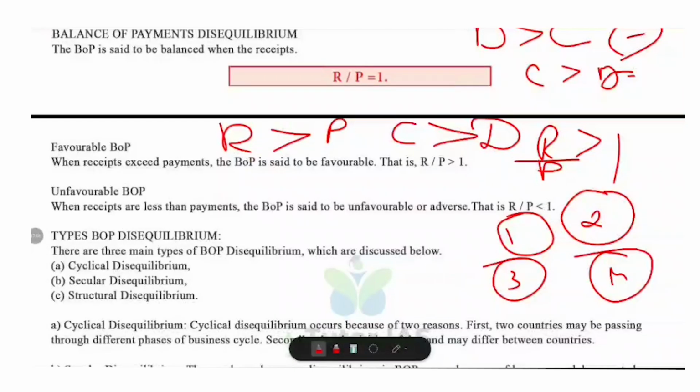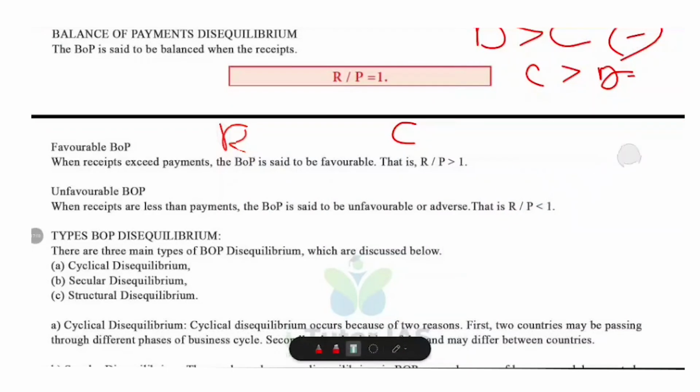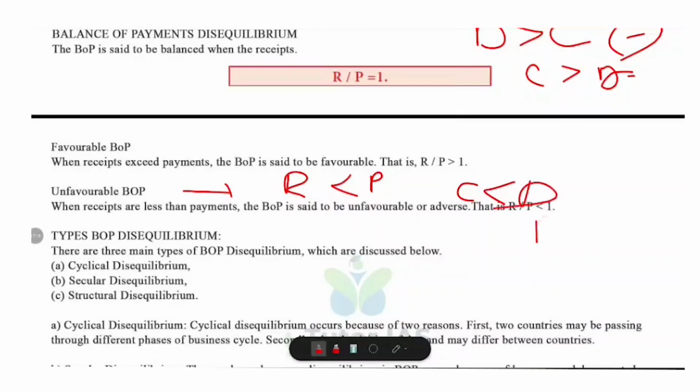And what about unfavorable or adverse BOP? What does this mean? It occurs when receipt is less than payment, or credit is less than debit. Mathematically we can say that R by P is less than 1. This means more money is leaving the country than coming in.